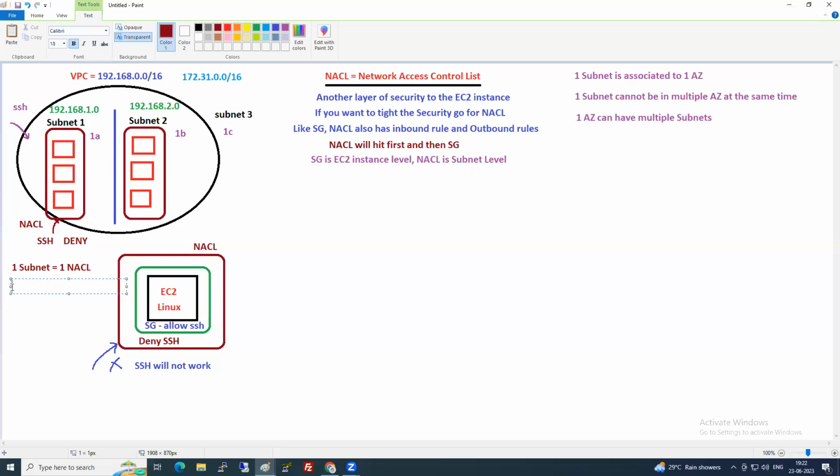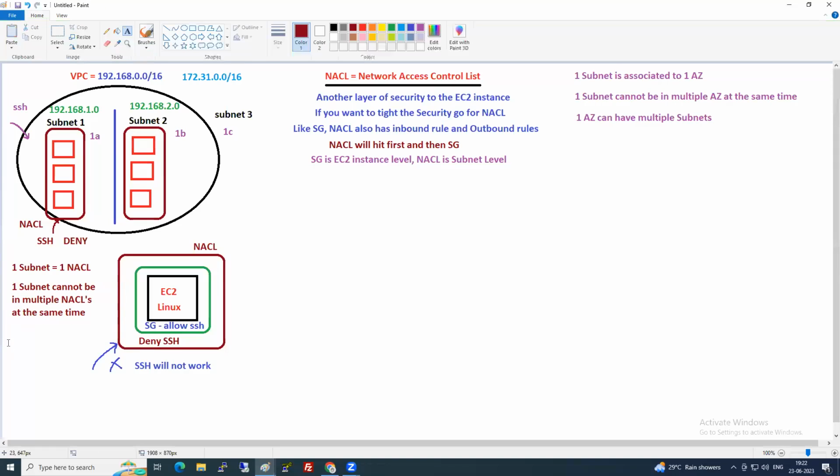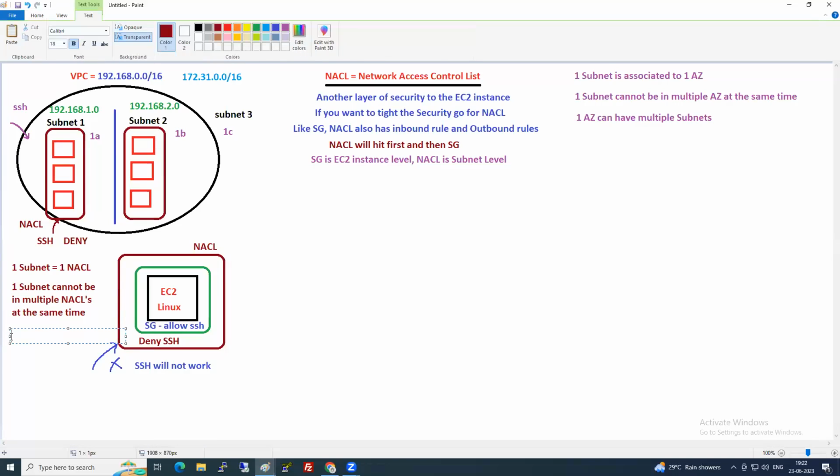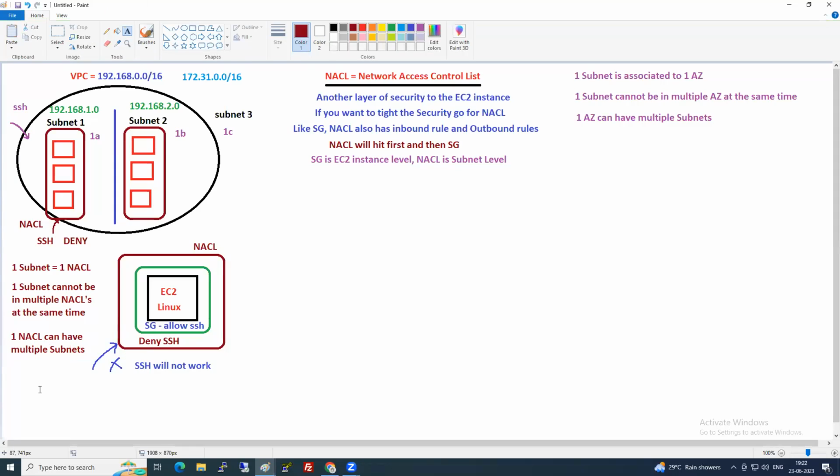That's what I'm saying. One subnet cannot be in multiple NACLs at the same time. Can one NACL have multiple subnets? Yes, one NACL can have multiple subnets. Guys, you all understood clearly?